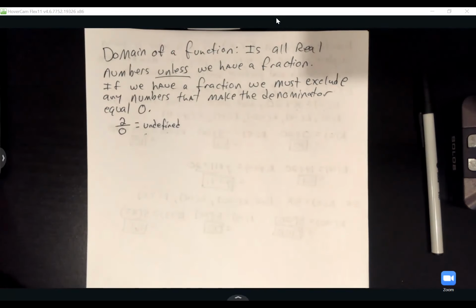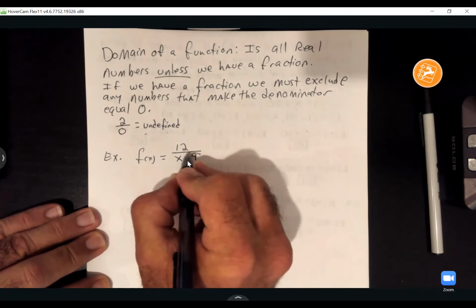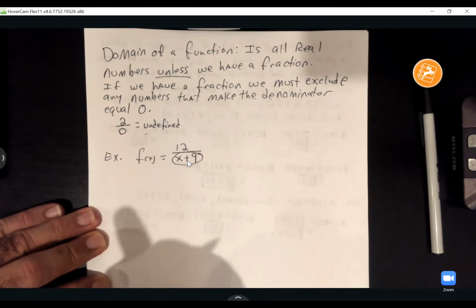So y'all watch this. I'm going to show you all these last 3 on MyLab. Remember, all I'm worried about are fractions. Well, guess what? They gave us a fraction. So they're giving us f of x equals 12 divided by x plus 9. So let me go to the pad and show you what I'm going to do. That's the only thing I was worried about, this fraction, right? The bottom part of this fraction cannot equal 0.